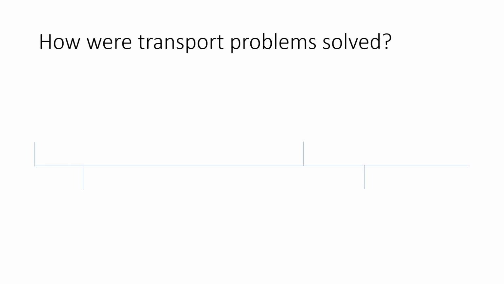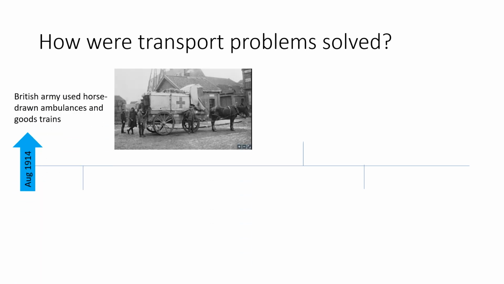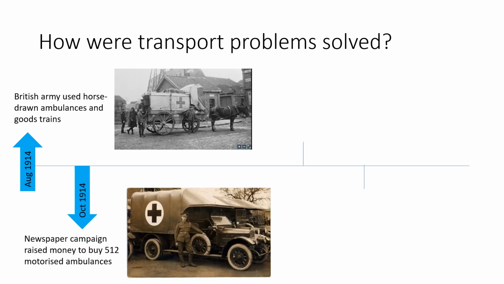Okay, so clearly it's very difficult to move men. So what did the British Army do? Did they just give up? Well, no. At the start, as well as stretcher bearers, they had horse-drawn ambulances, and they also used trains, just trains with open carriages that would normally have just had sacks of flour or other things in them that people needed to transport. So that was at the beginning of the war. By October, there had been a newspaper campaign and they had raised money from the public to buy 512 motorised ambulances. And the army used the money to buy these sorts of machines and then made them into ambulances.